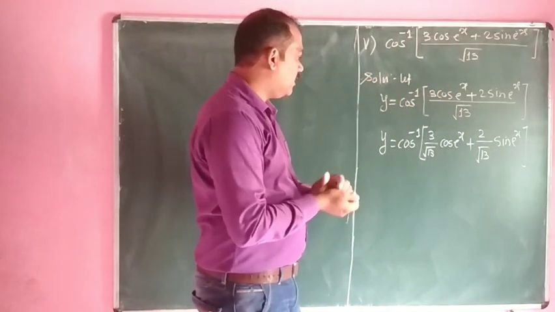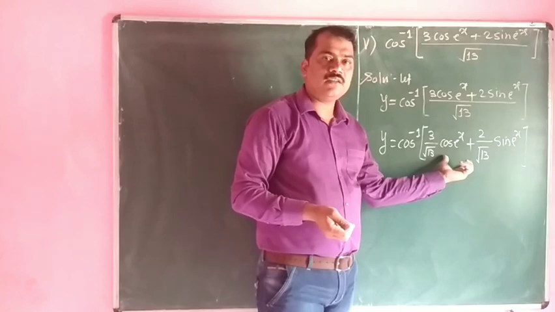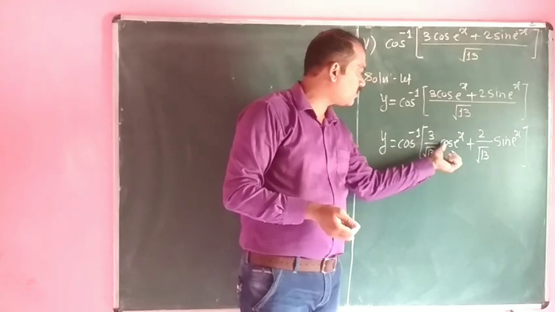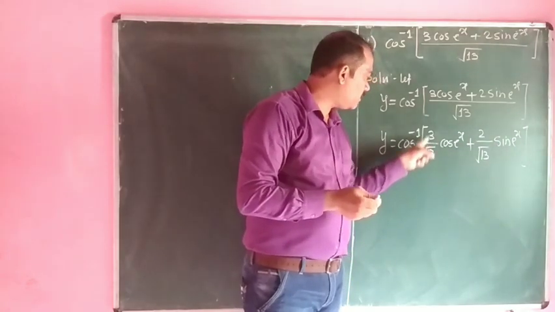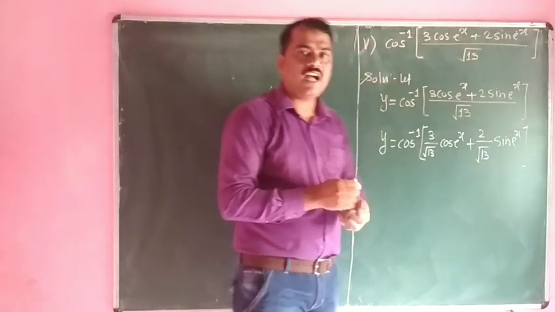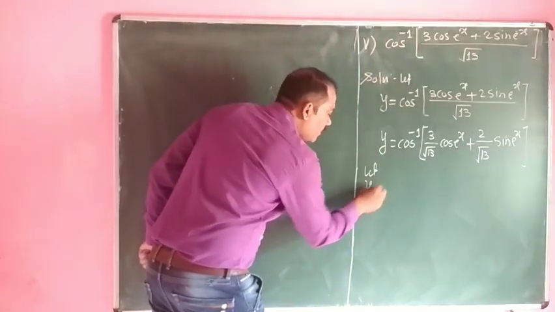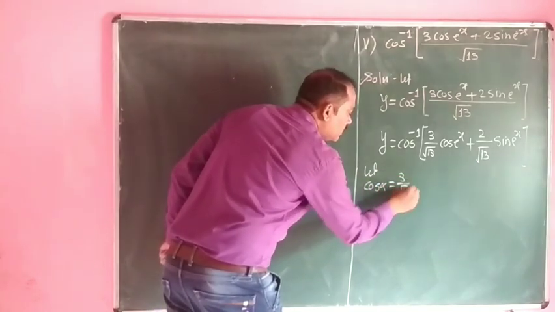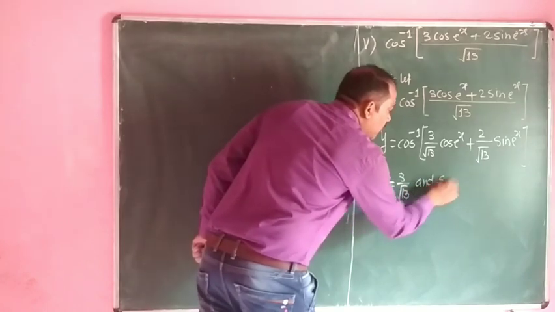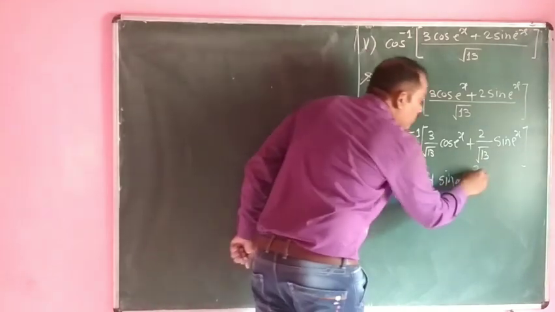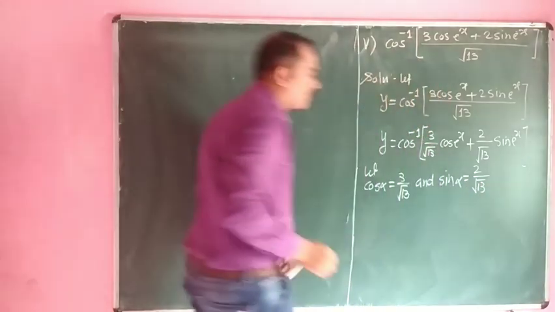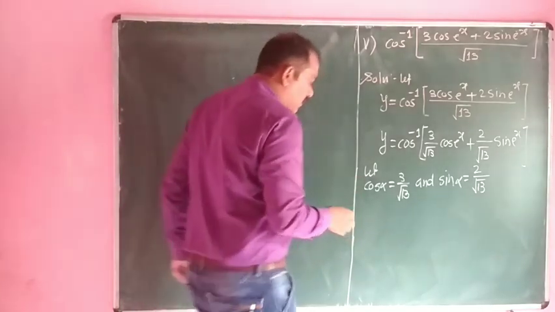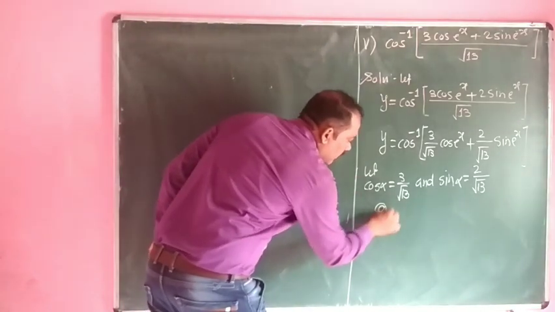Here cos inverse is there, which means we require the value of this bracket in terms of the trigonometric function cos. The formula related to cos is cos cos minus sin sin. So we assume this value is cos alpha and this value is sin alpha. Let cos alpha is equal to 3 by root 13 and sin alpha is equal to 2 by root 13. Okay, we have to check that identity.